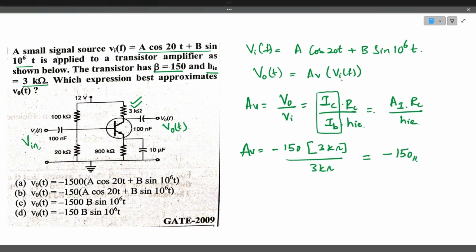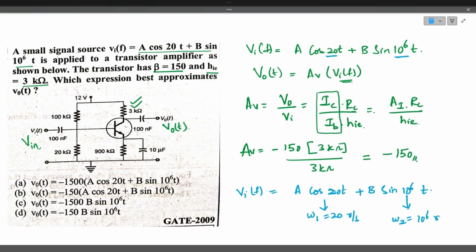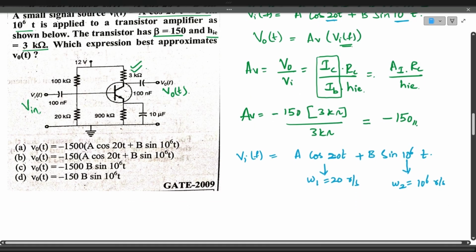So the next step is to find out the input voltage. Here, if you observe carefully, the input voltage contains two components, that is 20t and 10 to the power of 6t. The frequency is different. So Vin is equal to A cos 20t plus B sin 10 to the power of 6t. Here omega 1 is equal to 20 radians per second, and omega 2 is equal to 10 to the power of 6 radians per second. So the frequency varies widely.